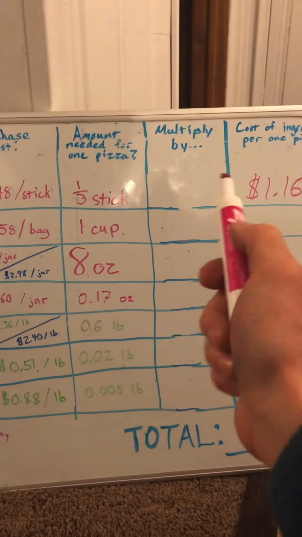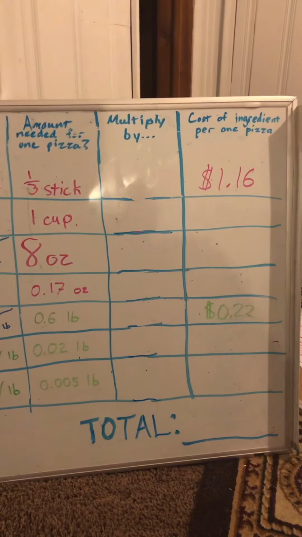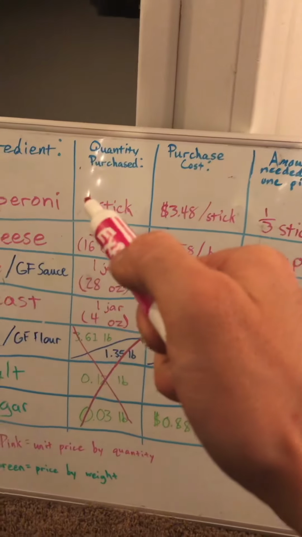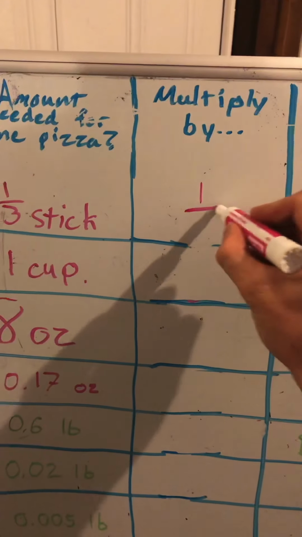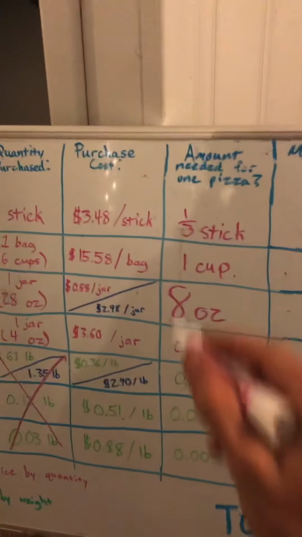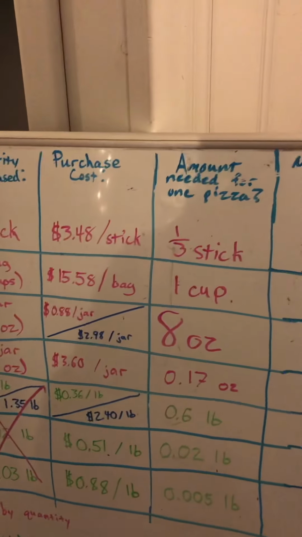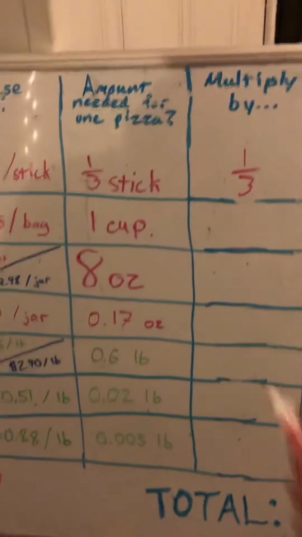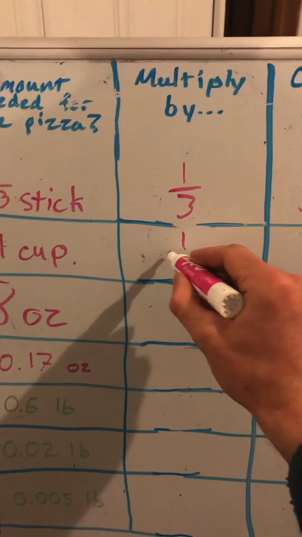Now we need to figure out what we multiply by in order to find the cost of the ingredient per one pizza. Well, if we had 1 stick and we only needed 1/3 of that stick, then guess what we're multiplying by? 1/3. 1/3 of the stick is going to cost 1/3 of the price. 1 cup out of a 16-cup bag is going to cost 1/16 of the price.